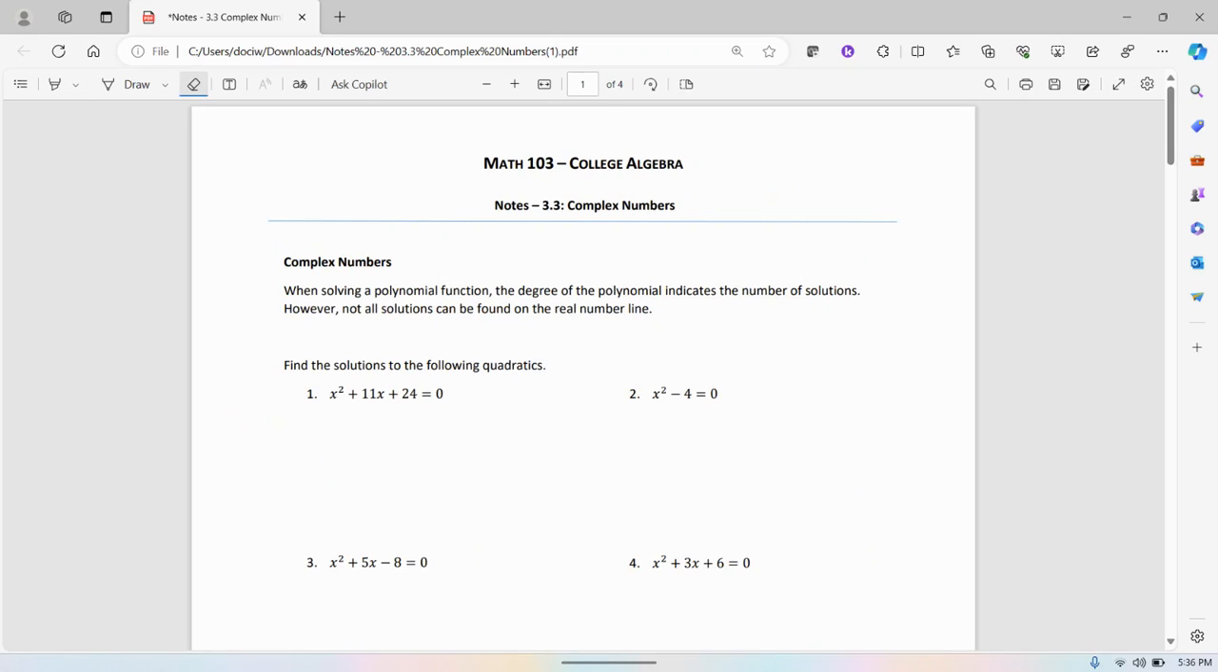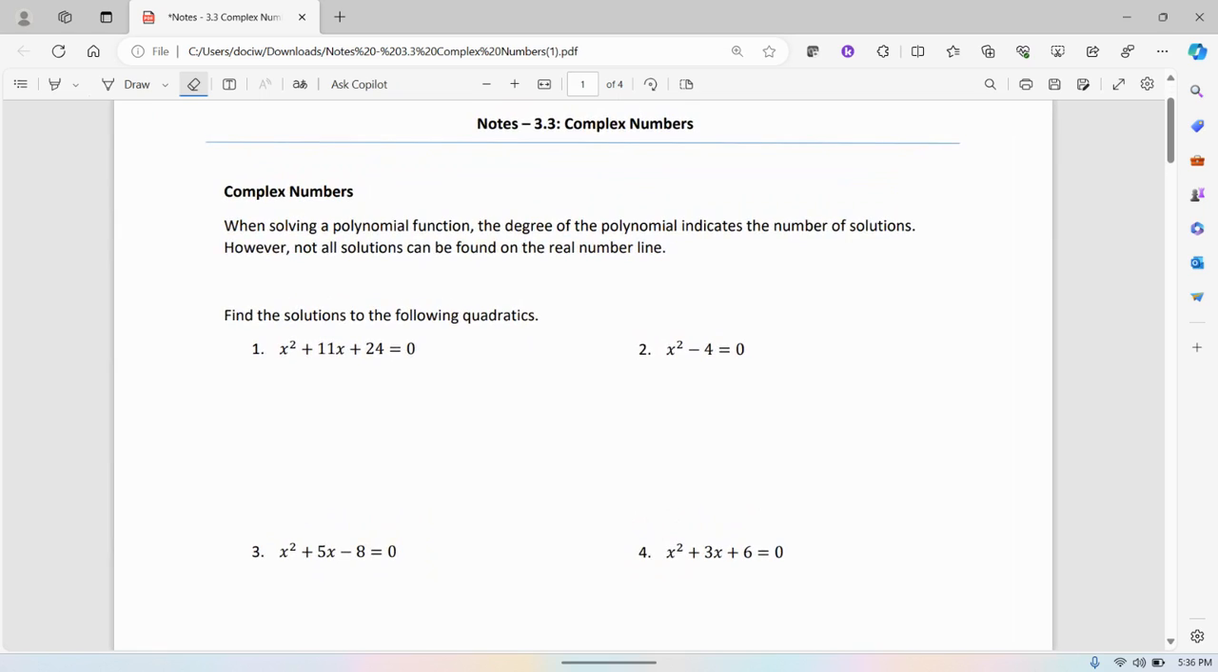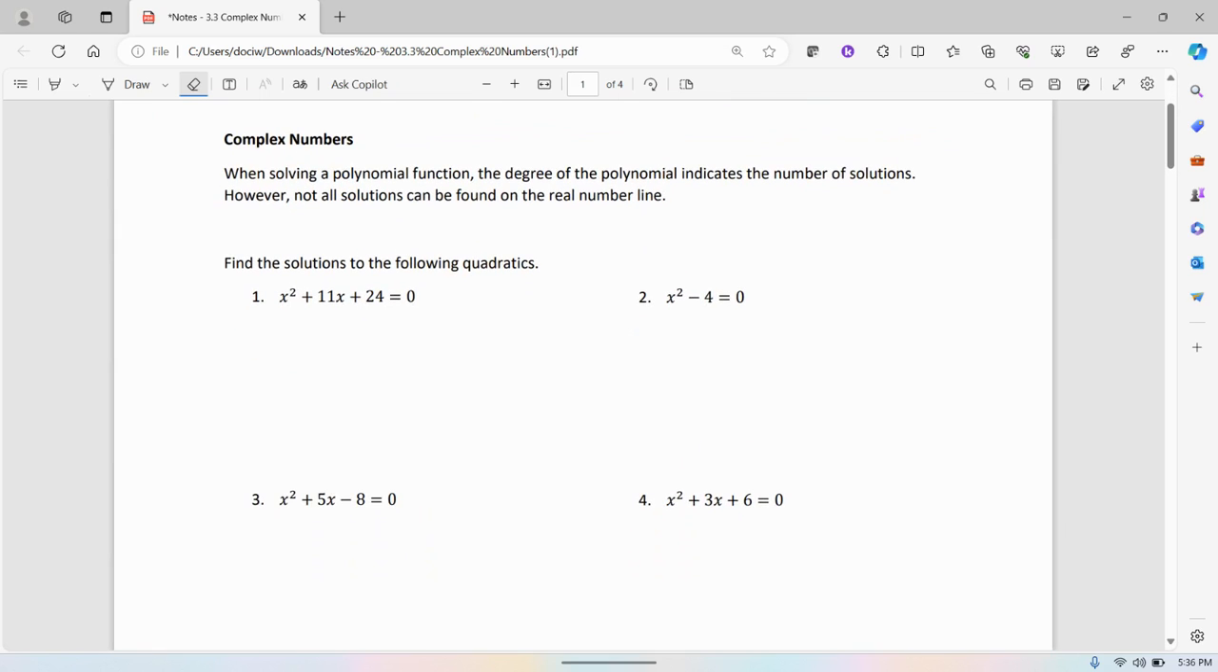Welcome back to Math 103 College Algebra. Tonight we're going to be looking at complex numbers. In the past, in this series, we've talked about factoring quadratics. And so I have a few problems here that I want to try to factor the quadratic in ways that we've done before, and that should make sense, I hope.